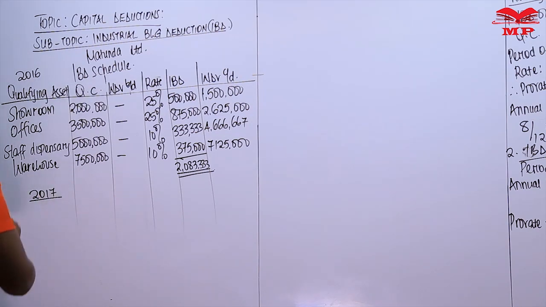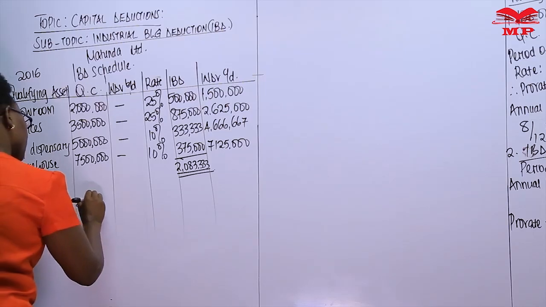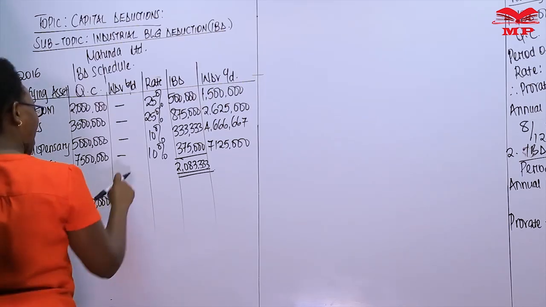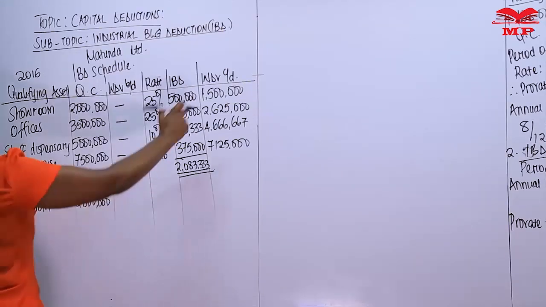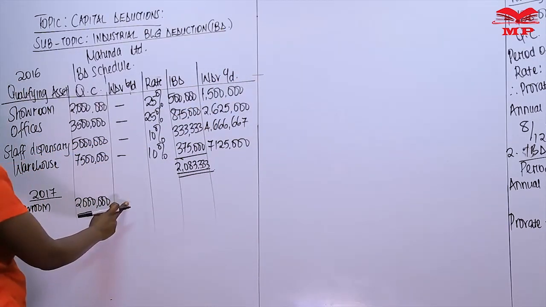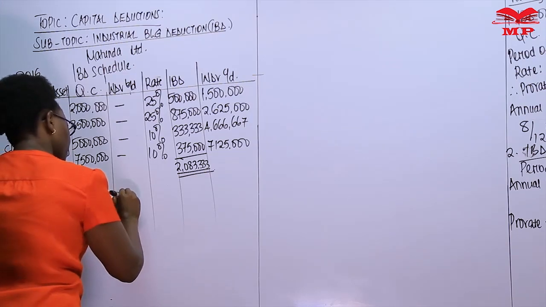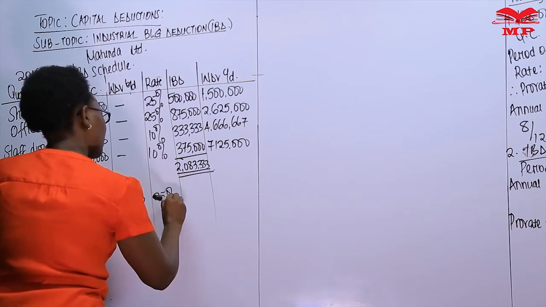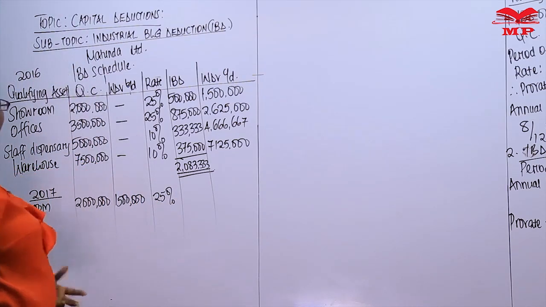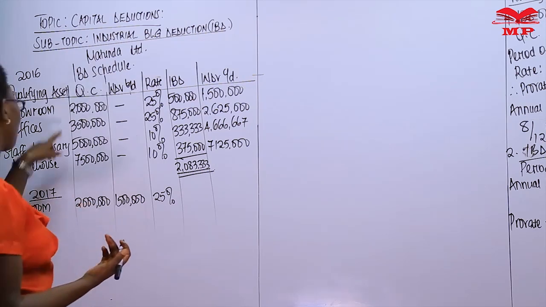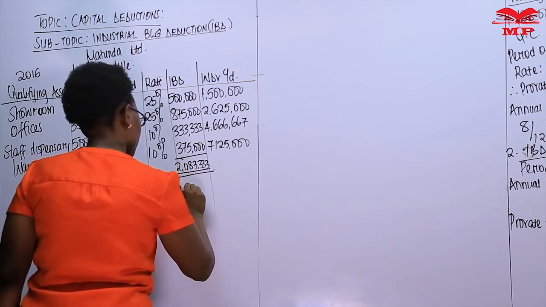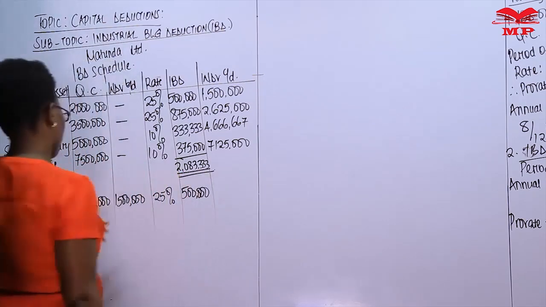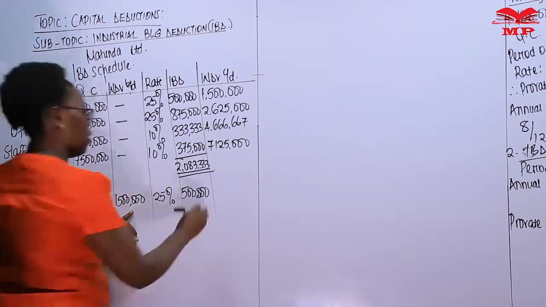So we will have showroom, 2 million, qualifying cost is constant. Now, this is not the first year of use, so what we had carried down is what we shall bring down, 1.5 million, then 25%. Because it is straight line, it means we are claiming an equal amount every year. So we claim 500,000. But now we are remaining with 1 million.